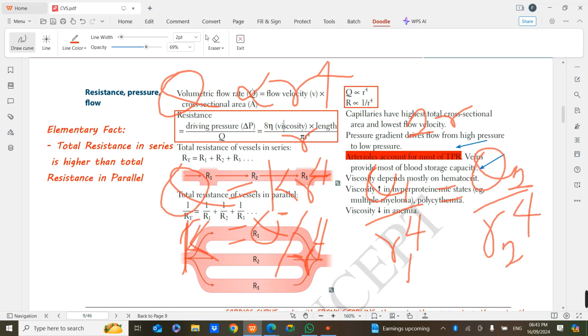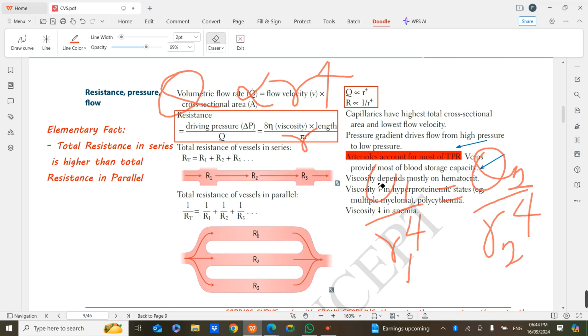Permit me to just clean this. At least you already know what the formula looks like. Q divided by R. Let me clean this so that when you see the question on it, you will not be saying that you are confused.